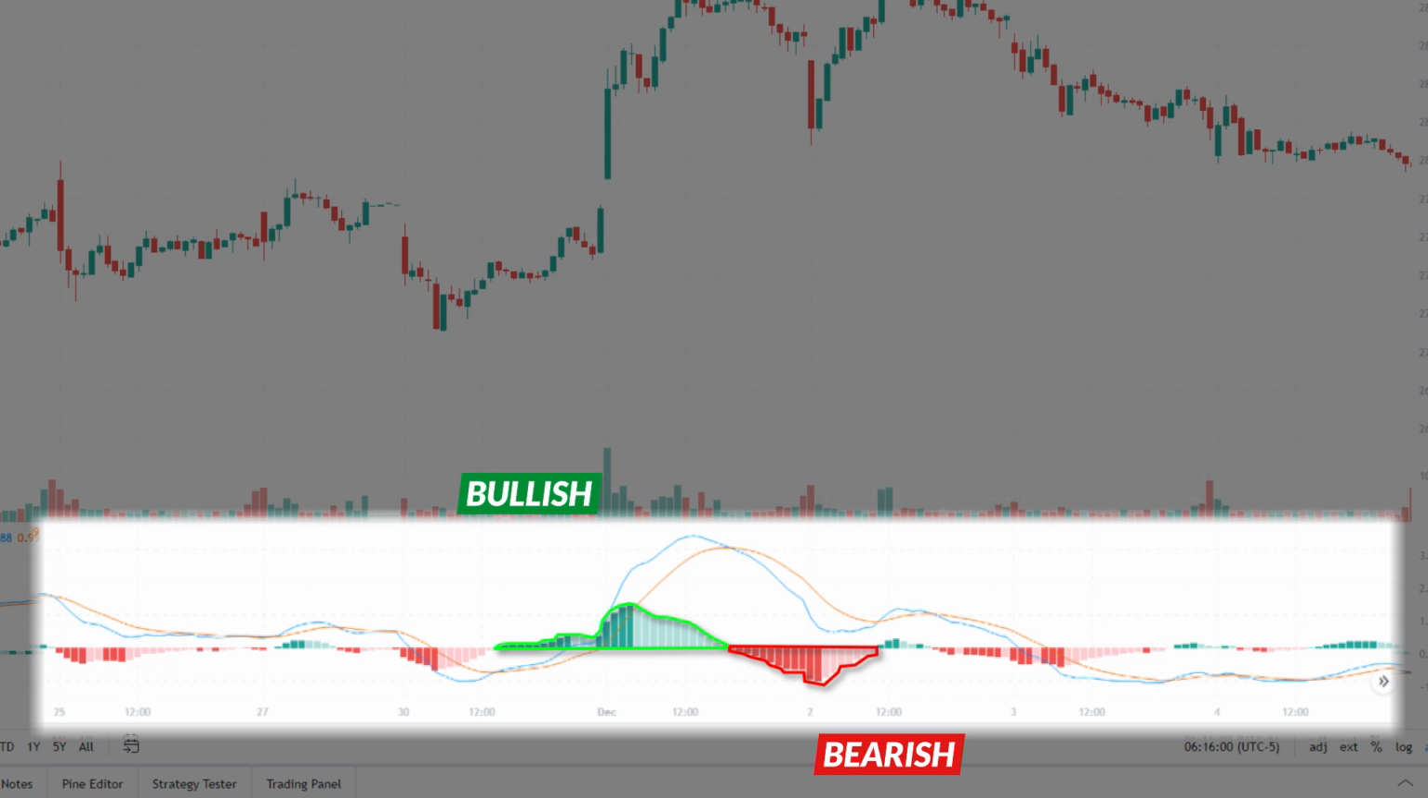Some traders like to use MACD and signal line crossovers as signals to buy or to sell. The MACD line crossing above the signal line may be interpreted as a signal to buy, whereas the MACD line crossing below the signal line may be interpreted as a signal to sell. Another way to interpret signals from the MACD is to wait for the histogram to change from negative to positive, known as a bullish crossover, as a signal to buy. And from positive to negative, a bearish crossover, as a signal to sell.